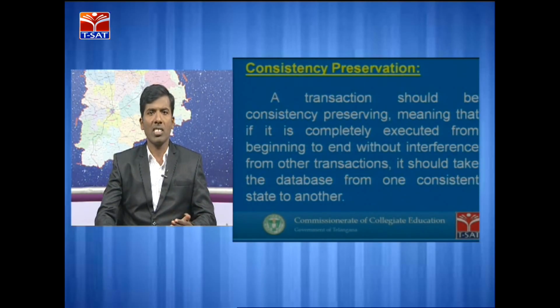The second property is consistency preservation. Whenever a transaction is allowed to perform its action, it should be finished. Whenever a transaction is finished, the database will travel from one state to another state. I enter as a customer of a bank, and I try to perform a transaction on my account. There I enter an ATM center and I enter the required password given by the bank authorities. Then I try to access the money from my account.